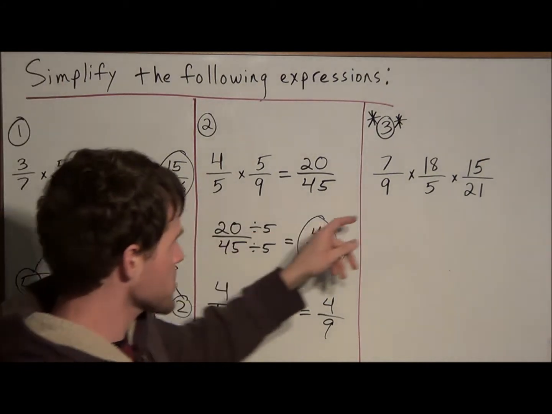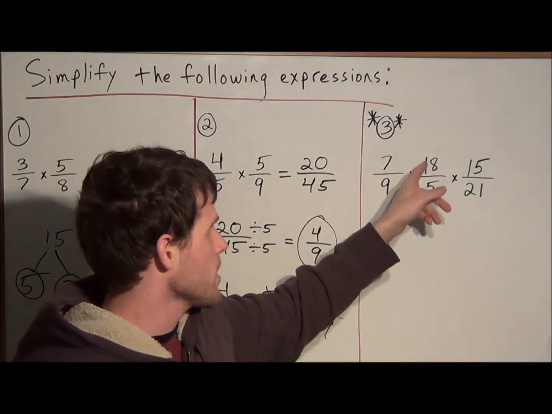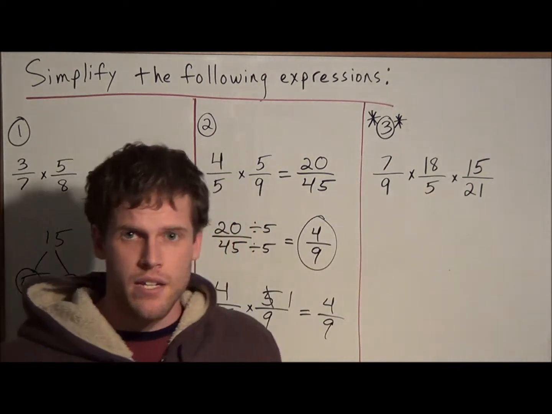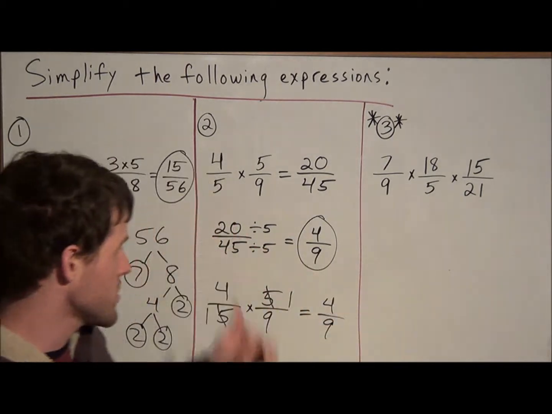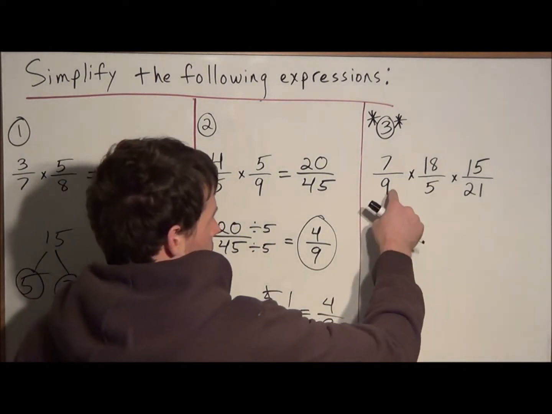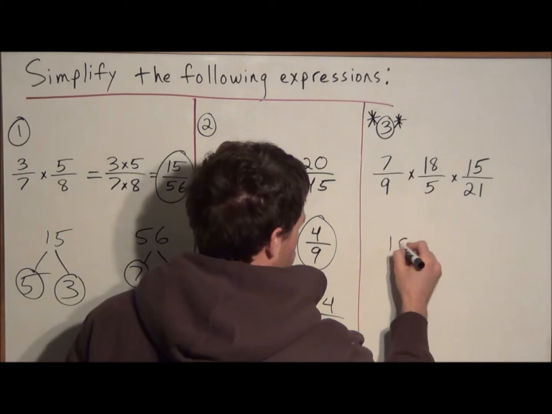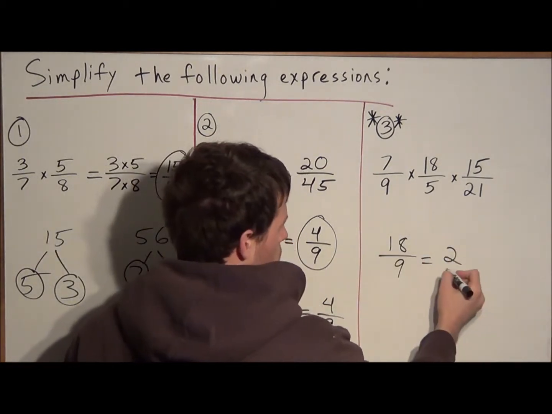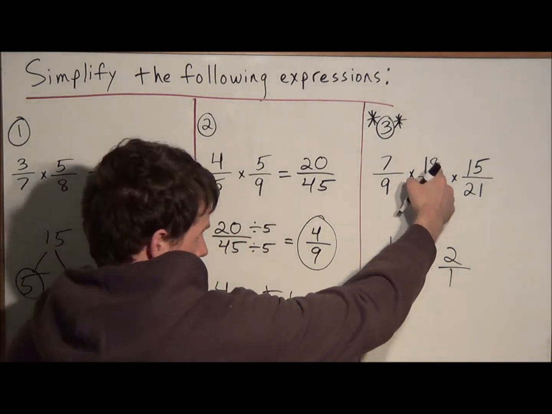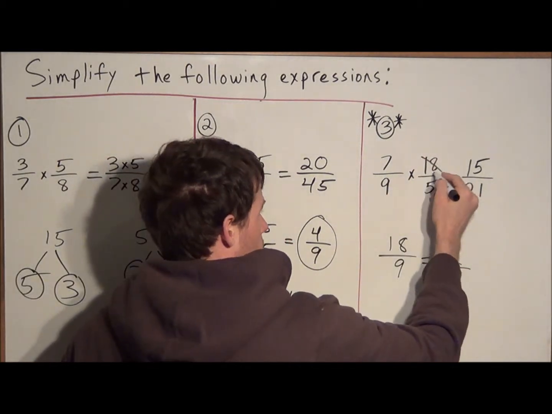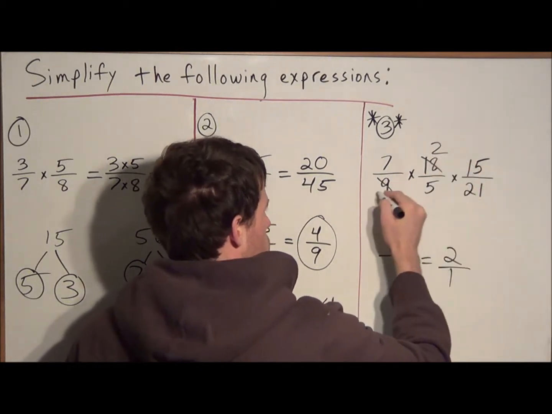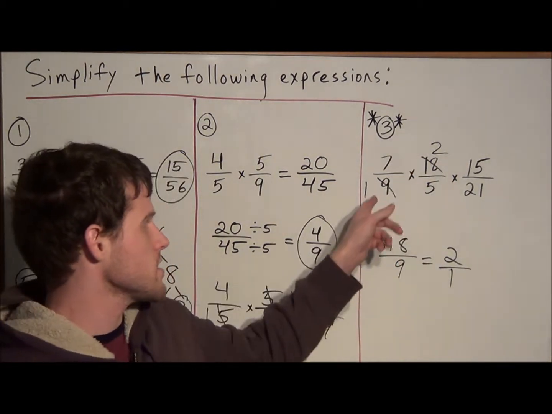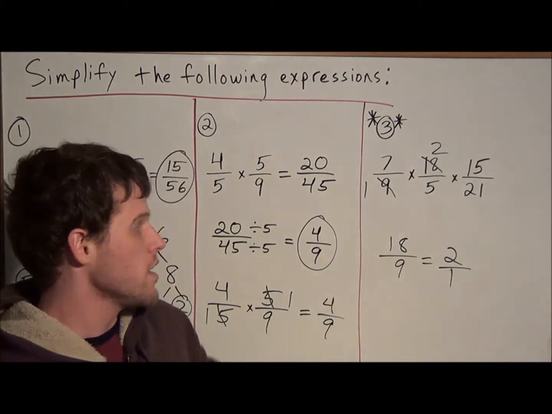So notice 7/9 can simplify, 18 over 5 can simplify, 15 over 21 can, but we're going to kind of cross simplify like we saw in this example. Notice here that 18 and 9 kind of pair up. If we wrote that as a fraction, 18 over 9, 18 divided by 9 is equal to 2, or we could call it 2 over 1 like this. So when we see 18 over 9, we could simplify. 18 divided by 9 is 2, so we have 2 over 1 here like that. So notice we cross out the 18 and the 9 because 18 divided by 9 is 2. We have 2 over 1 here like this.